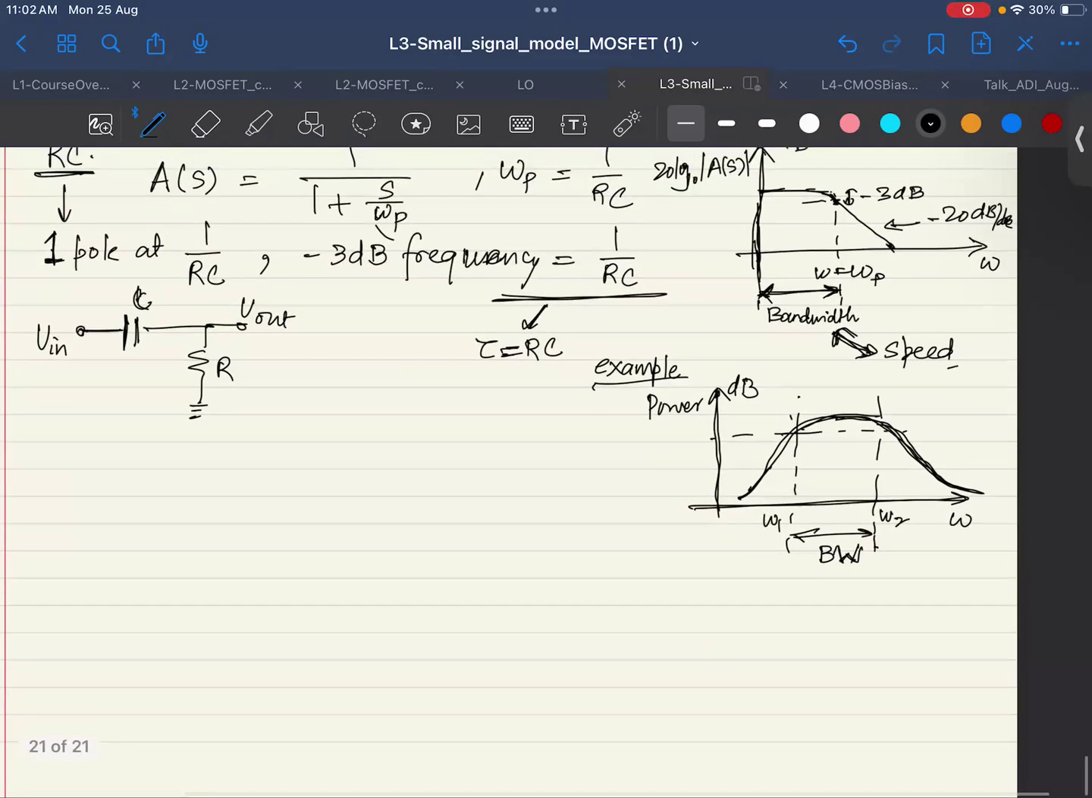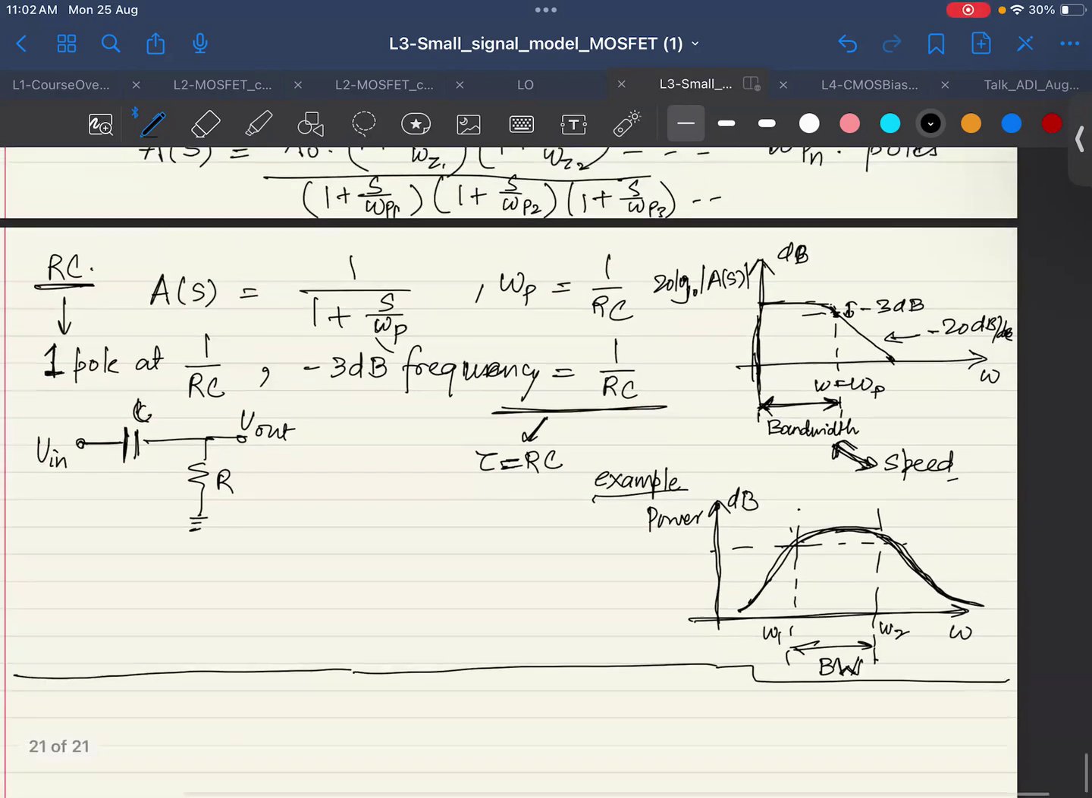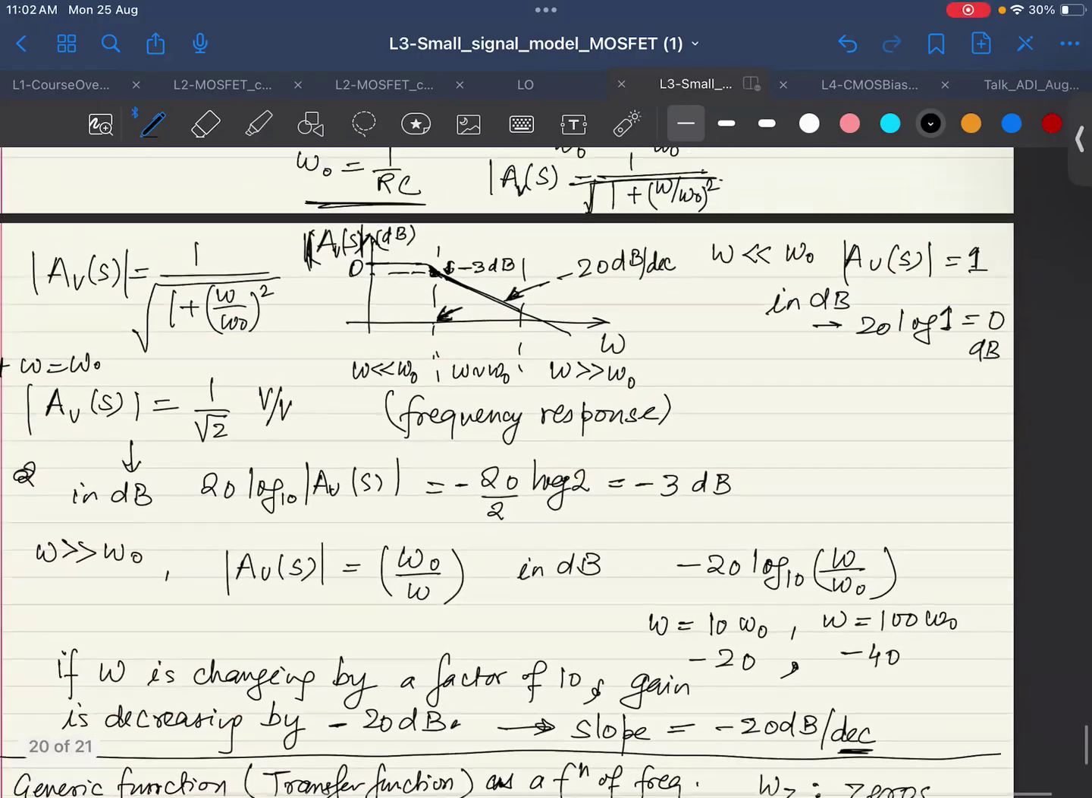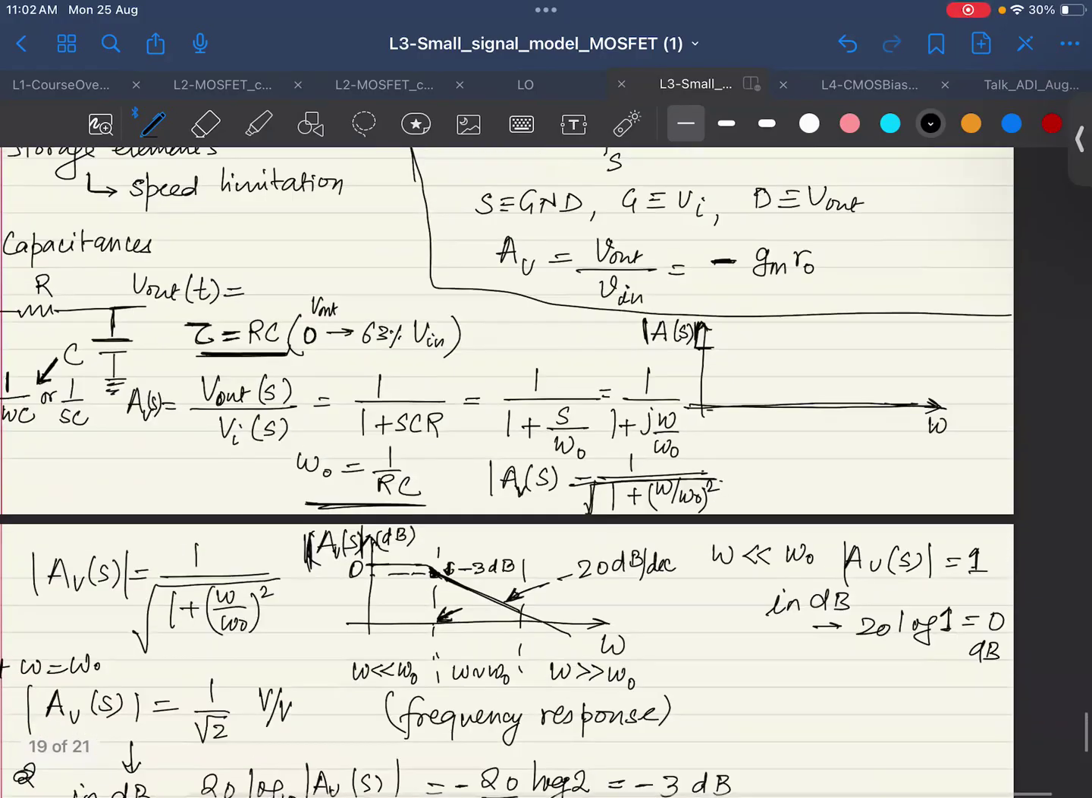Okay. Now coming back to our example, which we were looking at. So this is just a very brief discussion on the frequency response of an RC circuit.